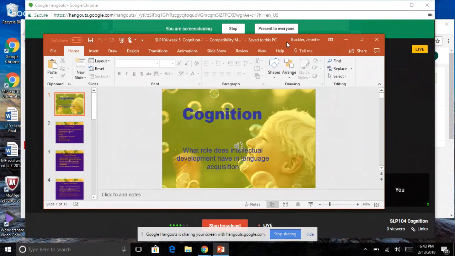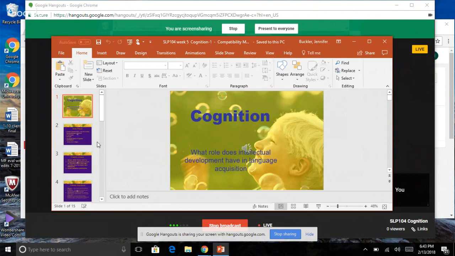Anyway, so welcome to week 5 as we are working our way through chapter 3 in the textbook. And this chapter is on cognition. And as we move forward in the chapter, what I want you to really think about is how does our cognition, our intellectual development, tie to our language development? How are the two connected?